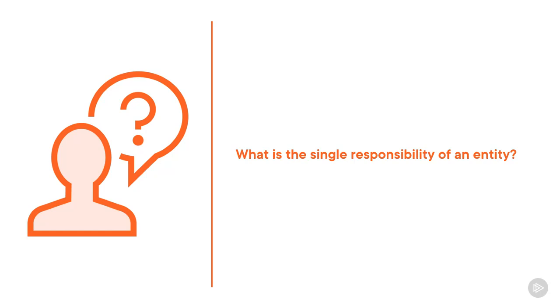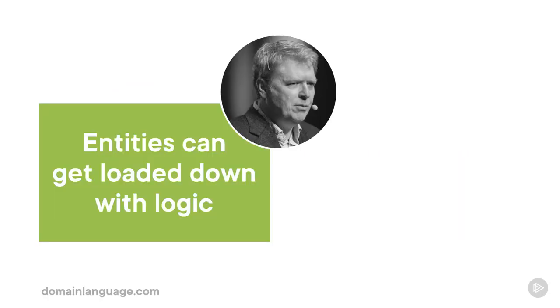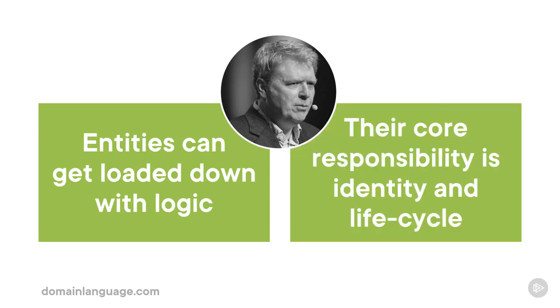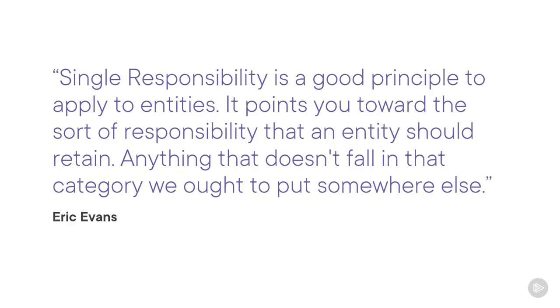Eric told us that entities are very central, and so it's natural that they get heaped up with lots of functionality. But there's a downside to this. As you build out the system, there are more and more conflicting demands for these central entities, so they end up being huge. Evans said that the main responsibility is the identity and the life cycle. Eric also told us that single responsibility is a good principle to apply to entities, and it points you towards the sort of responsibility that an entity should retain. Anything that doesn't fall into that category, we ought to put somewhere else.